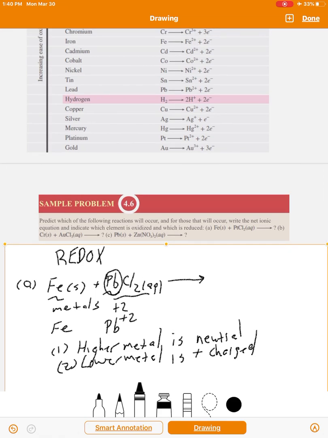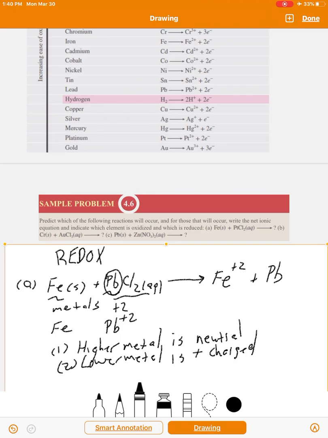The iron gets converted into Fe plus 2. It's on the right side of the equation. And then the lead does the opposite. It goes from the plus charge to the neutral. So it's just going to go to Fe plus 2 and lead.